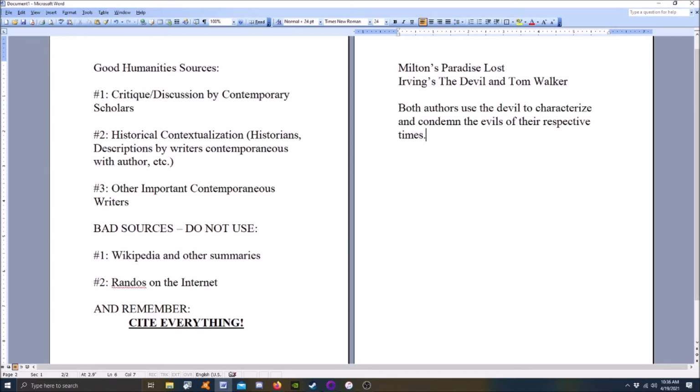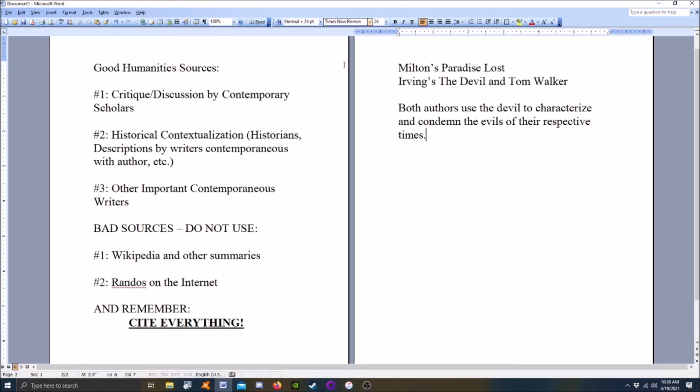So with that in mind, again, my argument back during my lecture was that Milton was using the devil to characterize the rebels at the time and how ultimately the authority of the monarchy was absolute, unquestioned. So let's dig into that.